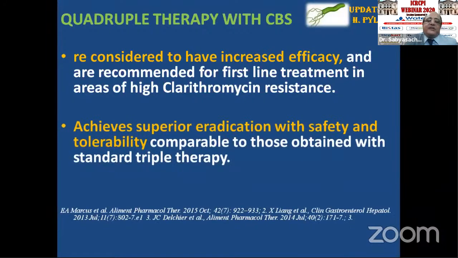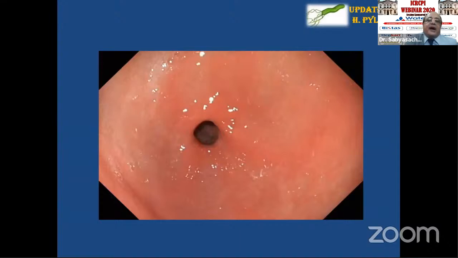And it achieves superior eradication with safety and tolerability comparable to those obtained in standard triple therapy. Now, in my experience, as I put in a few slides, here are a few examples. One 30-year-old gentleman, with not a very regular life and food habits, had been on a PPI and not getting better. He came for endoscopy, which found just mild antral gastritis, and was treated with quadruple therapy and remained well in subsequent follow-ups.